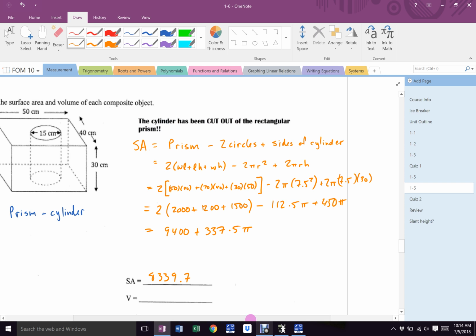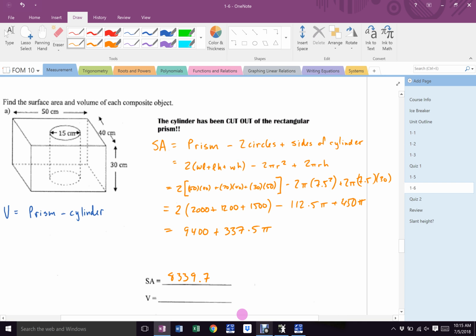Volume of the hemisphere is 2 pi r cubed divided by 3. Yes.